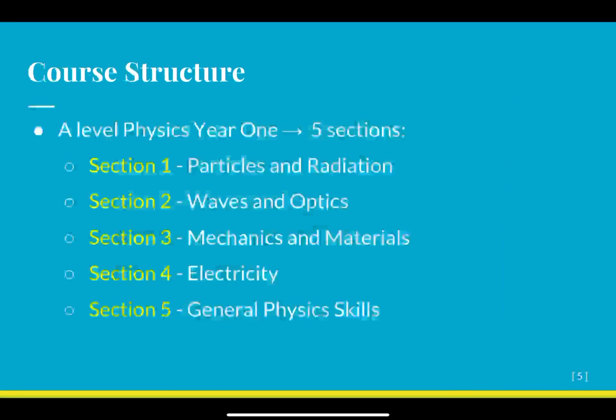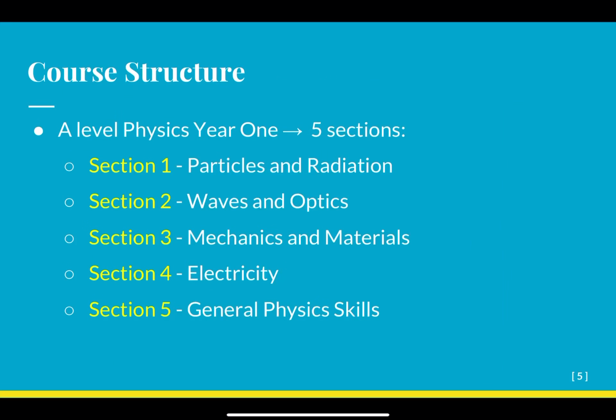So the course structure. Very briefly, the A-level physics year 1 course can be divided into 5 sections, and this is the structure of our textbook as well. Section 1 is particles and radiation. We will actually not teach in this order, which is the order of the textbook. Particles and radiation we teach at the end of the year. Waves and optics we'll be looking at next term.